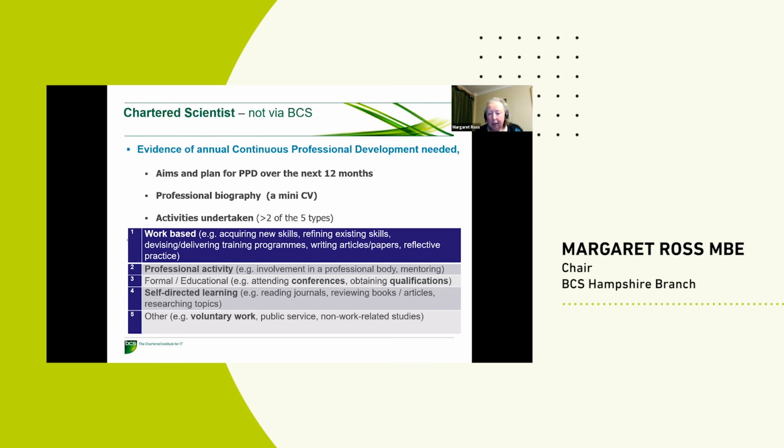So, aims and plans over the next year, a paragraph about that. You come in with a mini CV, and then the bit that took a little longer is that you actually give examples of the different activities you've done. So you've got work-based ones, acquiring new skills, writing articles, papers. You've got the professional activities, so being involved possibly within BCS boards, or branches, specialist groups, etc.